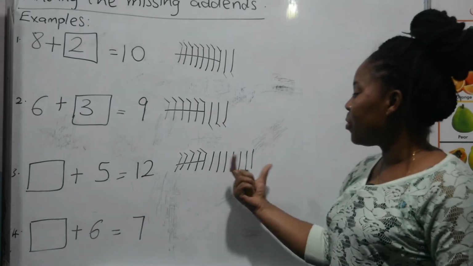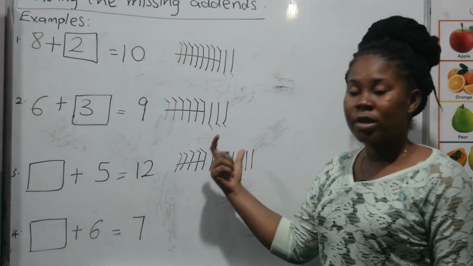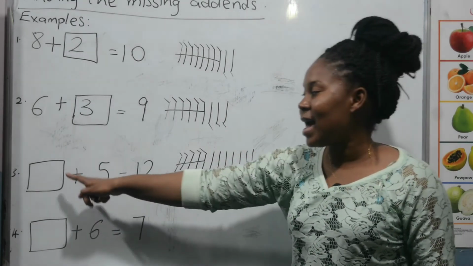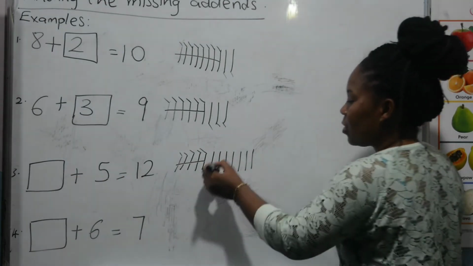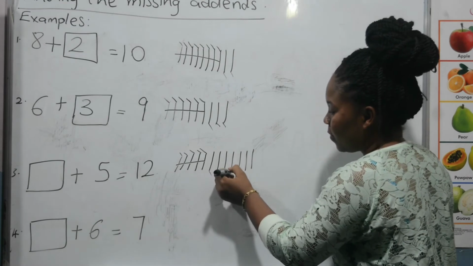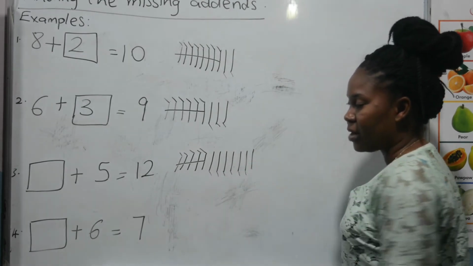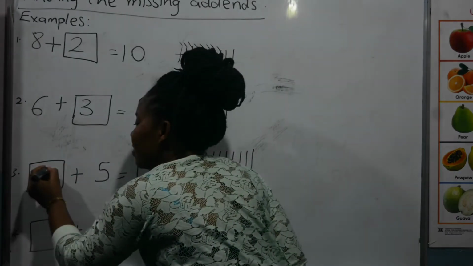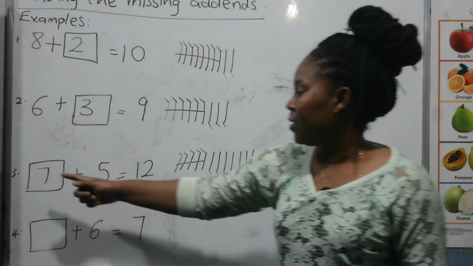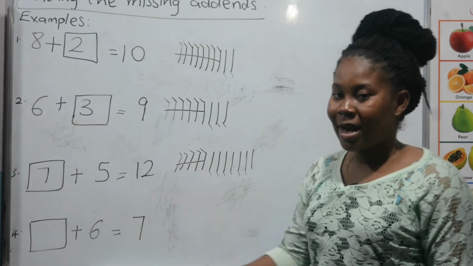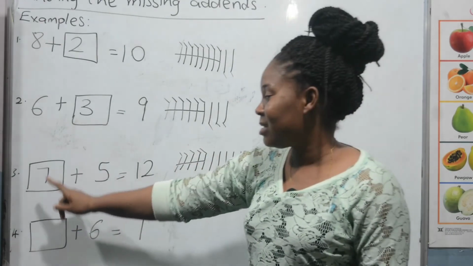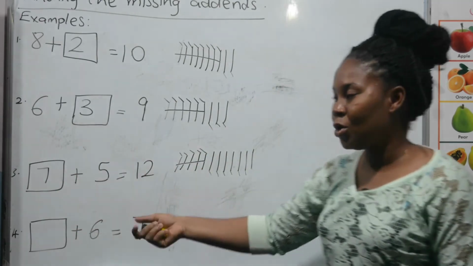Then we will count the remaining strokes on the board. So the remaining strokes will be the answer, or will be our missing number. So let's count it. 1, 2, 3, 4, 5, 6, and 7. So write our 7 here nicely. So it means 7 plus 5 equal to 12. I hope you had the same answer. 7 plus 5 equal to 12.